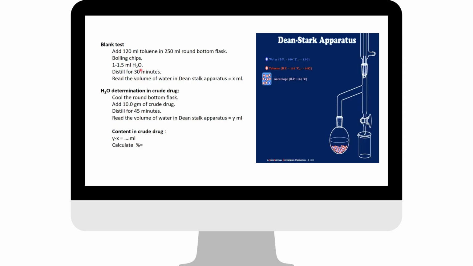To calculate the drug content, what is required is this Y that we collected after adding the drug to the round bottom flask, minus X, the reading without the drug material. If you subtract X from Y, this will show the water content in the drug material. In this way we can also calculate the percentage value, right? I think it is clear to all of you. I am explaining in a very simple way, and this is how we can calculate the moisture content by the Dean-Stark method, right?